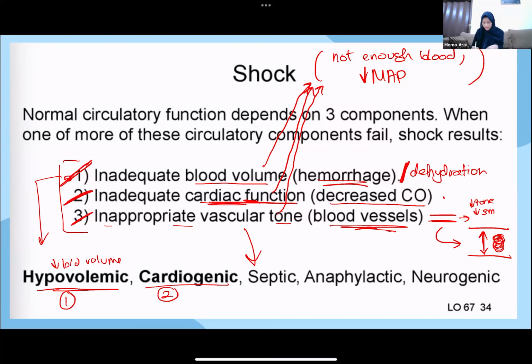We already discussed it up. Then the third reason is all of these three, right? But they're different kinds of shock. So the causes, how they start, is very different. So let's start with the easiest one, neurogenic.